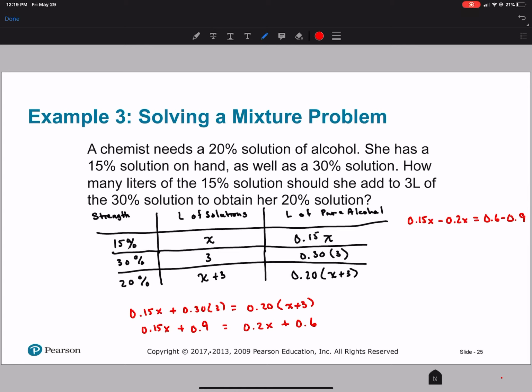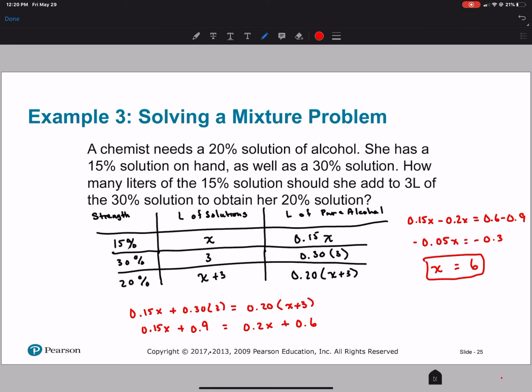So this will just give me negative 0.05x, and is equal to negative 0.3. Now I'm going to just go ahead and divide, and it's going to be x is equal to what? 6. Because you have 2 negatives and make a positive.